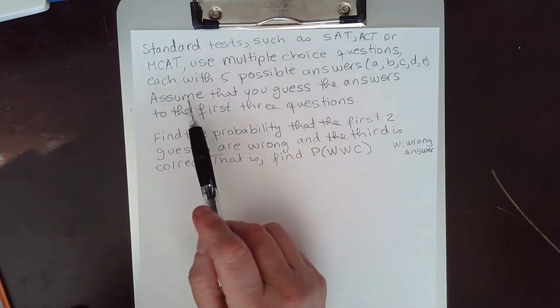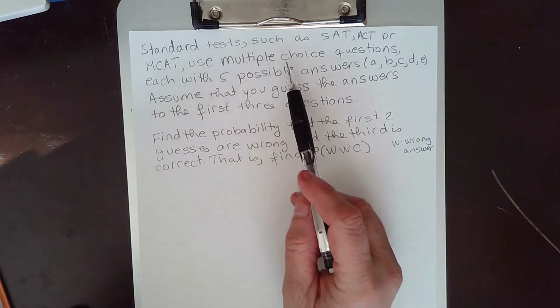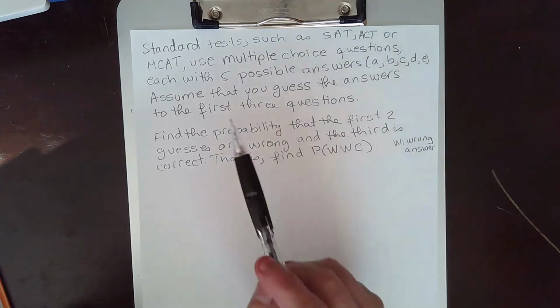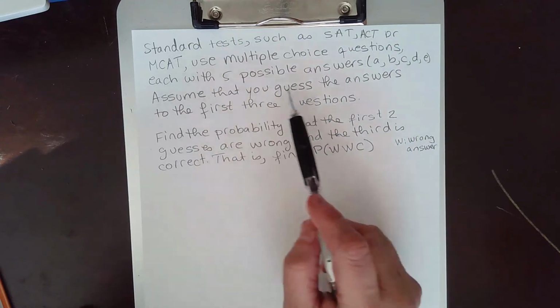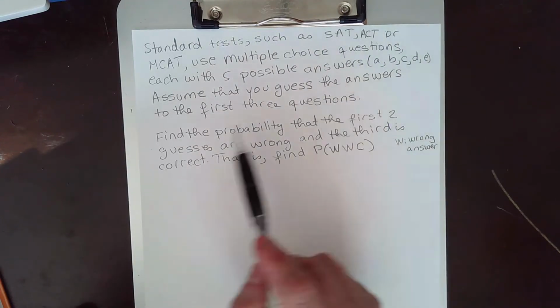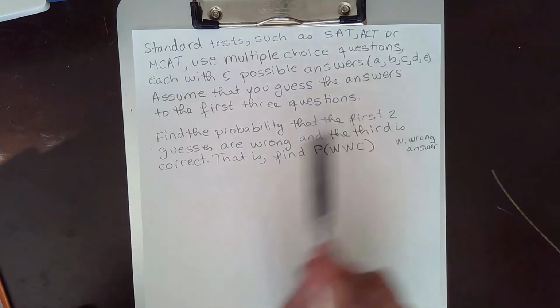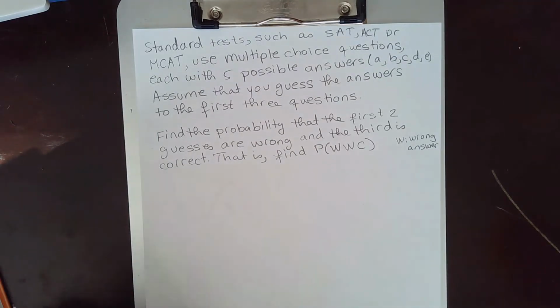So here we have a standard test like SAT, ACT, or MCAT that uses multiple choice questions, each with 5 possible answers, A, B, C, D, E. Assume that you guess the answers of the first 3 questions. Find the probability that the first 2 guesses are wrong and the third is correct.